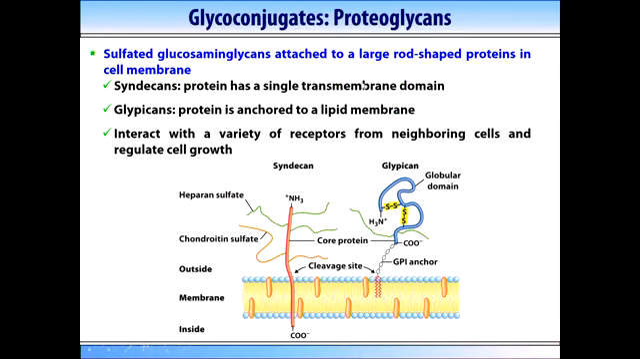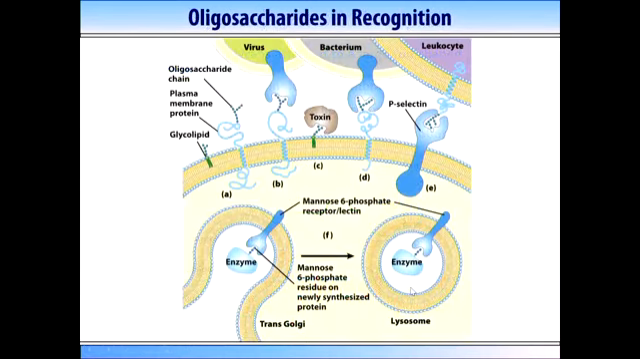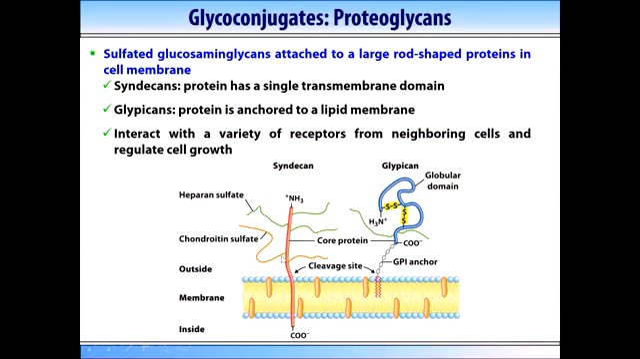And finally, there are proteoglycans. The main difference from glycoproteins is that glycoproteins have only a little bit of sugar and a lot of protein, and proteoglycans are vice versa. It's mainly sugar or polysaccharide attached to a protein. They serve an important function in organizing the extracellular matrix around the cells. The proteins are used as anchors in the membrane, but they are attached to very long and branched polysaccharides outside the cell.